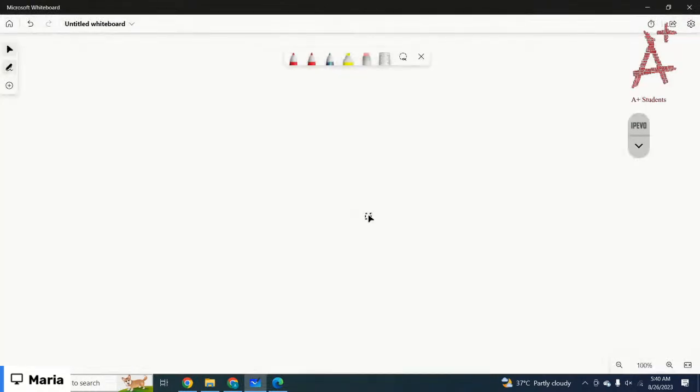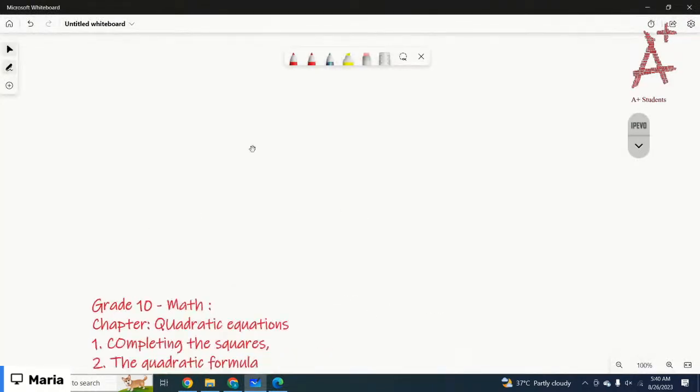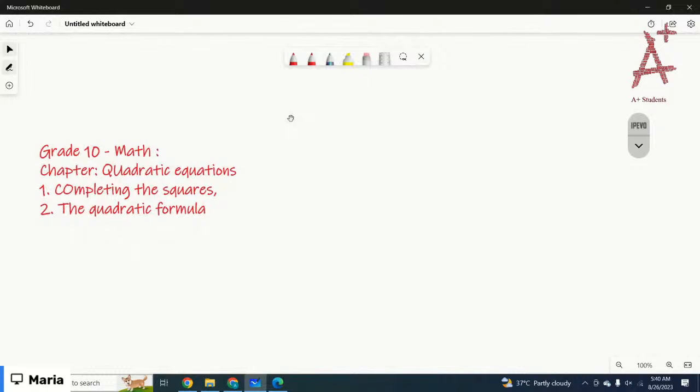So we're working on grade 10 math. The chapter we're working on is quadratic equations, and the lessons we have covered today are completing the squares and the quadratic formula. So please make sure before the next session you complete all the questions I skipped.